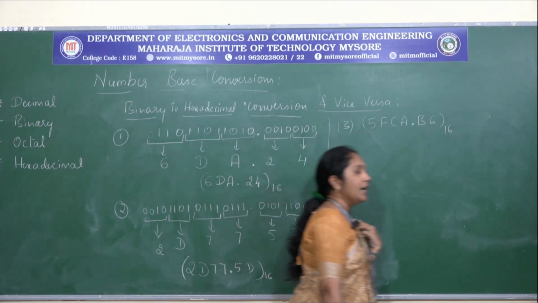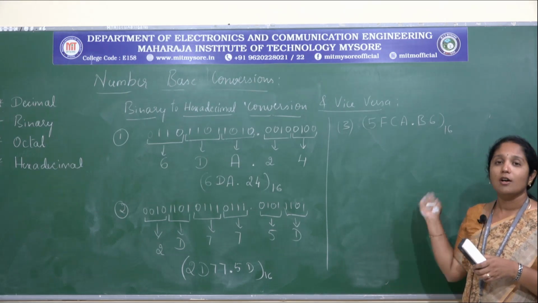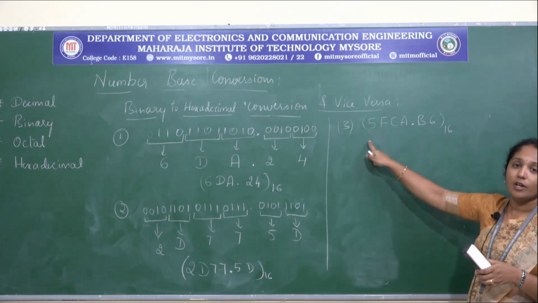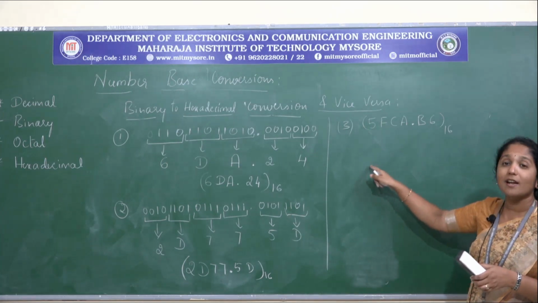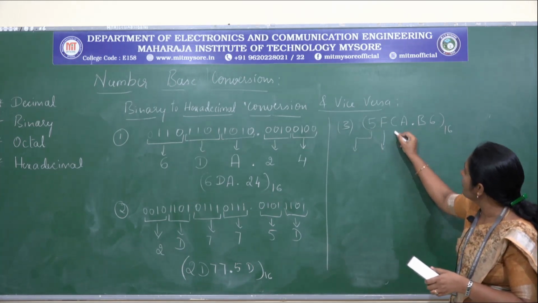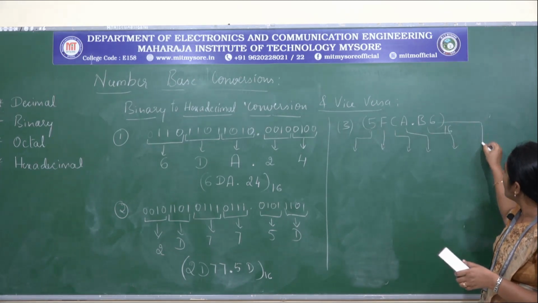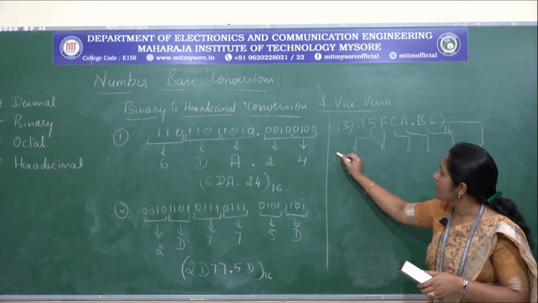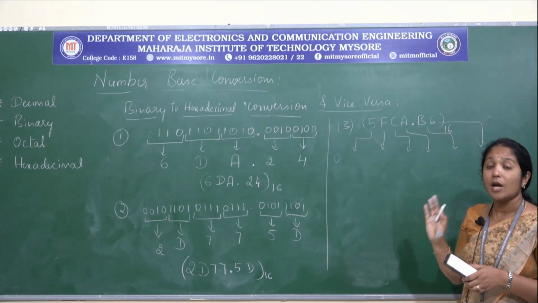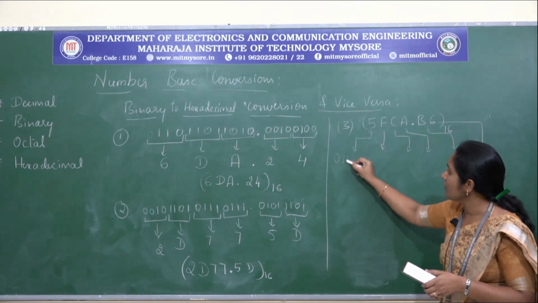Now let us see the hexadecimal to binary conversion. It is the same as octal to binary, wherein we wrote the equivalent for the given digit using 3 bits. Now we are supposed to write using 4 bits. Here I have 5, next F, C, A, B, at last 6. 5 can be represented using only 3 digits, but we are representing 5 using 4 digits, that is the procedure we need to follow.